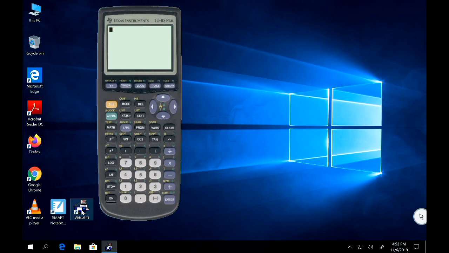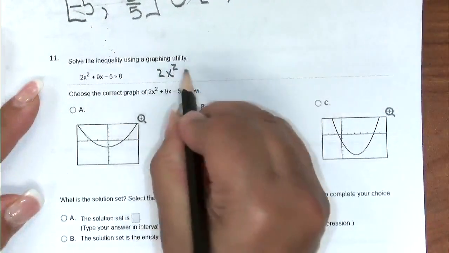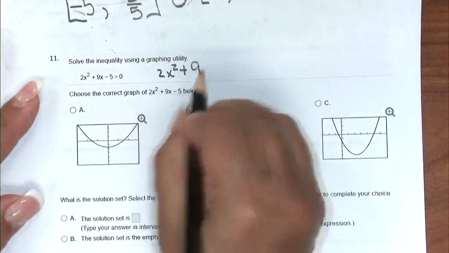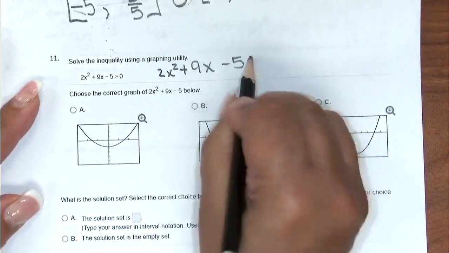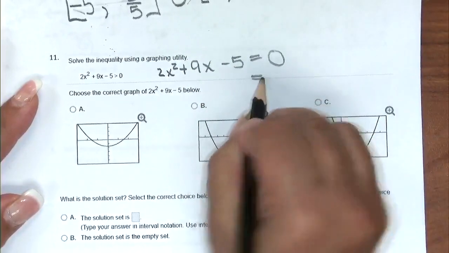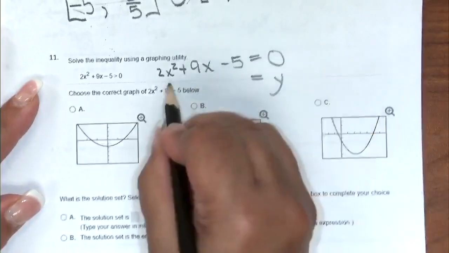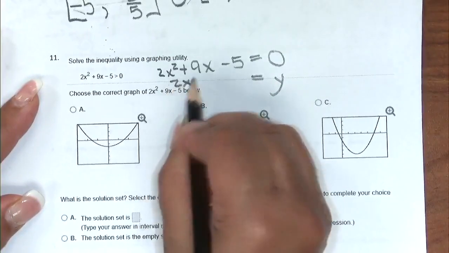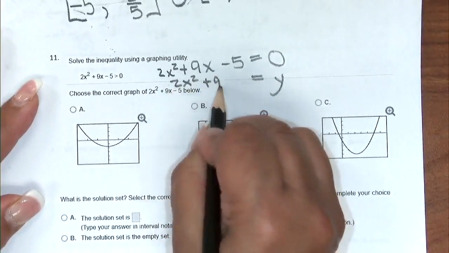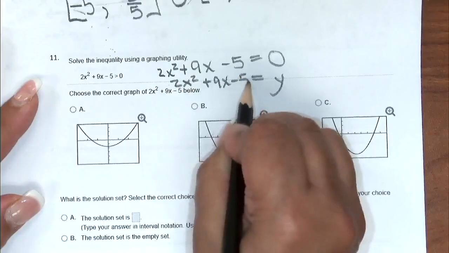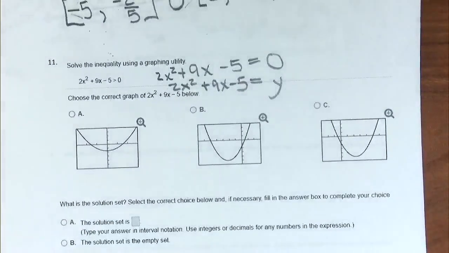Okay, so you see this problem that you have on your paper. I want you to temporarily pretend that it is equal to 0. You can then replace the 0 with the y. So this is what you're going to be entering in your calculator. y is equal to 2x squared plus 9x minus 5, but you have to have everything on one side, but they gave it to you like that. Go put that in your calculator.